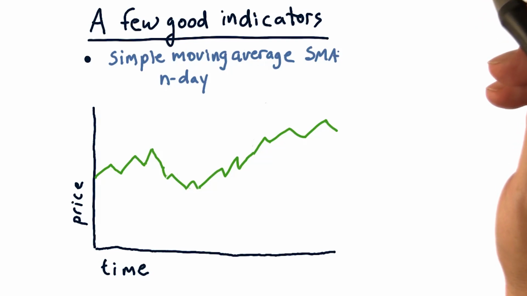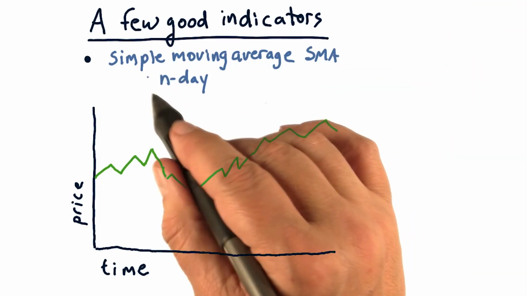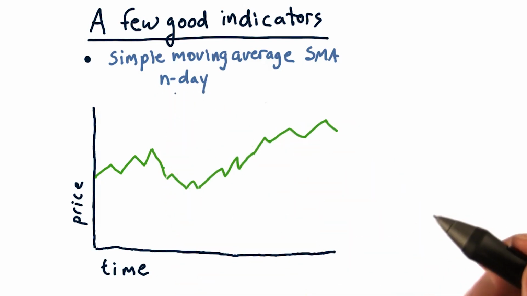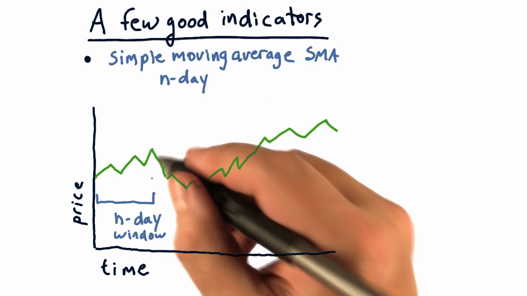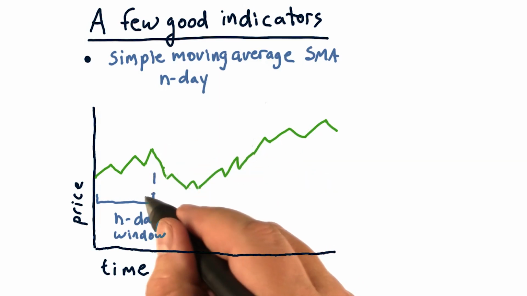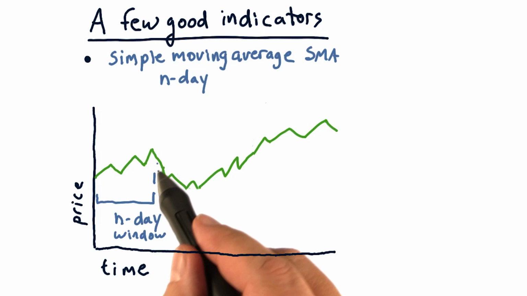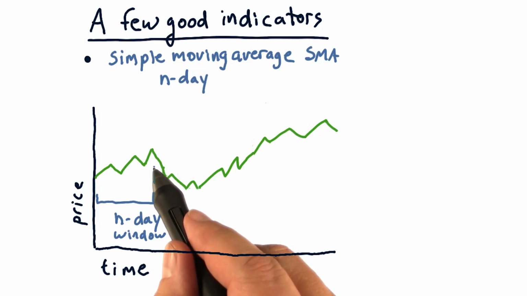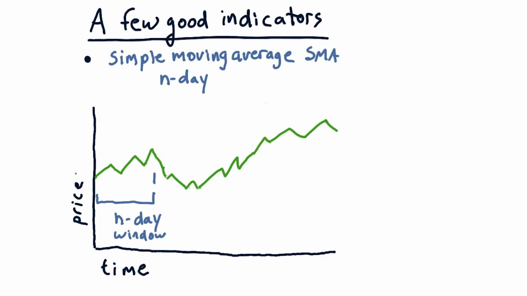Our next indicator is simple moving average, or SMA. And again, it's indexed by N, which is how many days we are looking back. So if we want to calculate the value of the simple moving average for this day, we look back over N days. And this is called an N-day window. So the SMA for today is simply the average of the values over this look-back period. So it would be a value about right there.